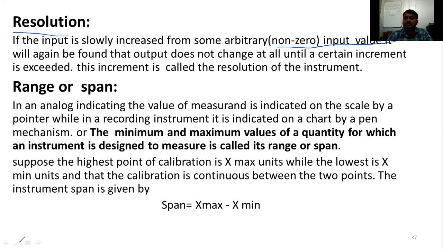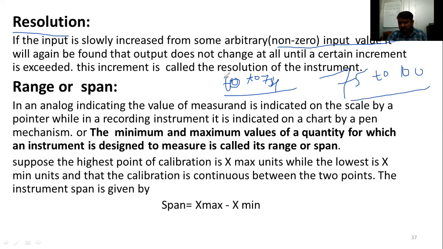Range and span. Range or span, we are going to call that one. For example, I told you, for first class it should be 60 to 75%. Yes or no? 60 to 74%, that is first class. If it is 75 and above, 75 to 100%, that is called distinction. It has some range, yes? This is called range or span.